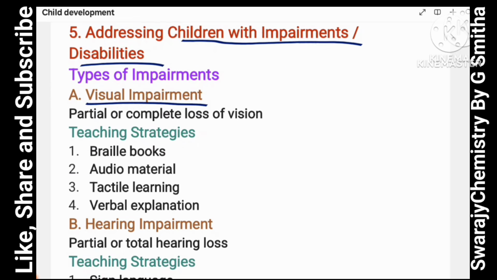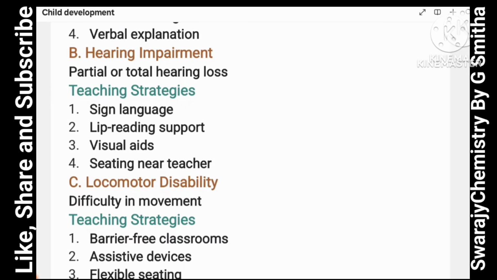The second impairment is hearing impairment. Hearing impairment means partial or total loss of hearing. The child may not hear properly or may not hear at all. The teaching strategies are, the first one is sign language. Sign language uses hand movement and gestures to communicate.